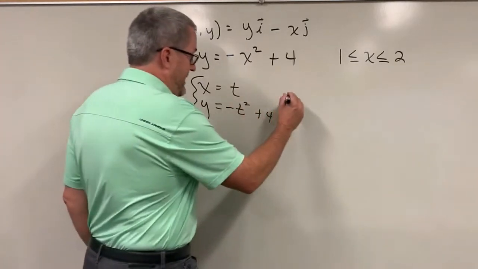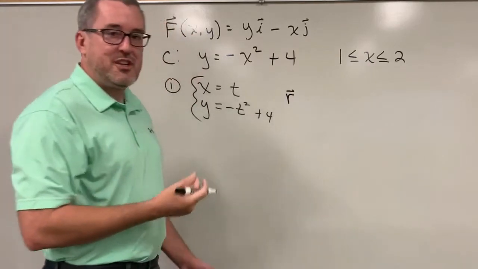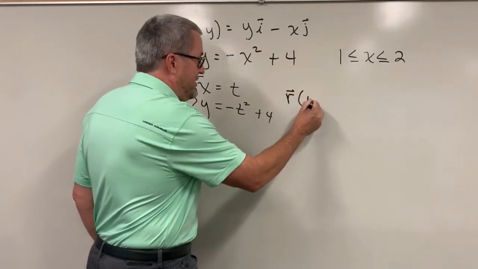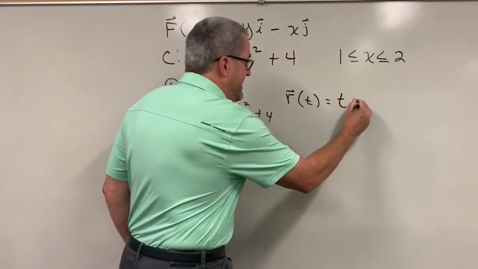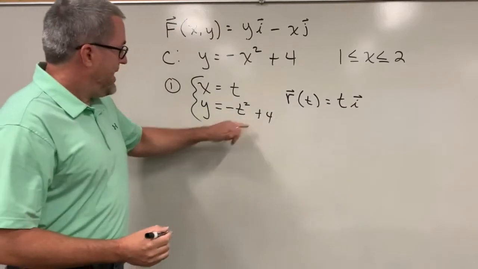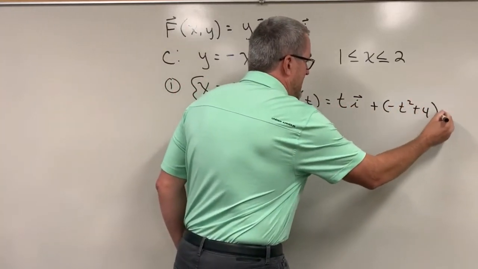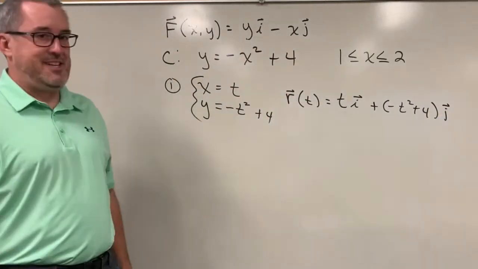Now, we can express that as a vector-valued function. We'll use r. Conventionally, the letter r is used for vector-valued functions, these parameterized curves. And so the x component is t, so t i. The y component is negative t squared plus 4, j. So there's our vector-valued function r of t.